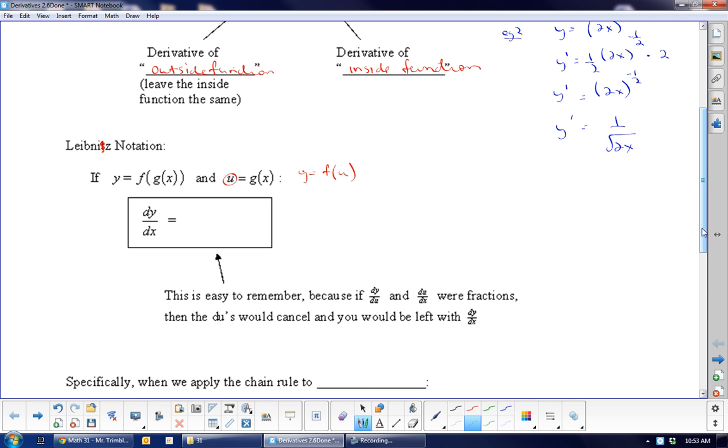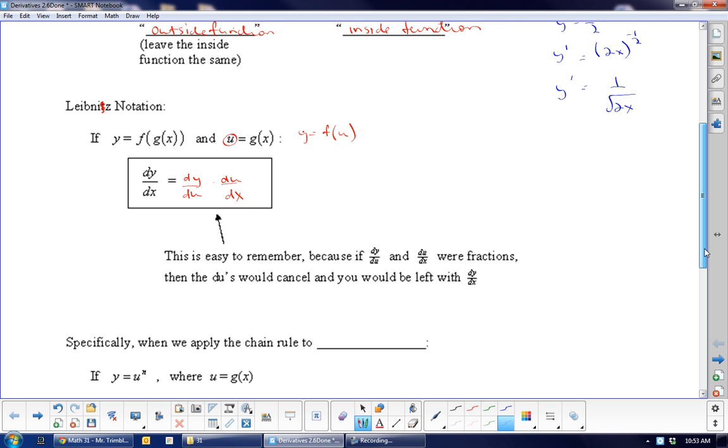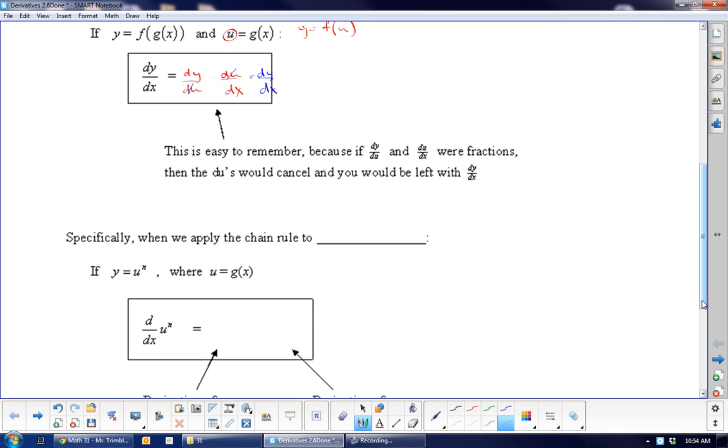Now, the notation is dy over du. So you take the derivative with respect to u and then du over dx. Now you'll notice that even if you were doing canceling, these would cancel, which equals dy over dx. So obviously dy over dx equals dy over dx. So what it's saying is do the derivative of the outside and then the derivative of the inside. I'll show you how that works when we start moving on here.